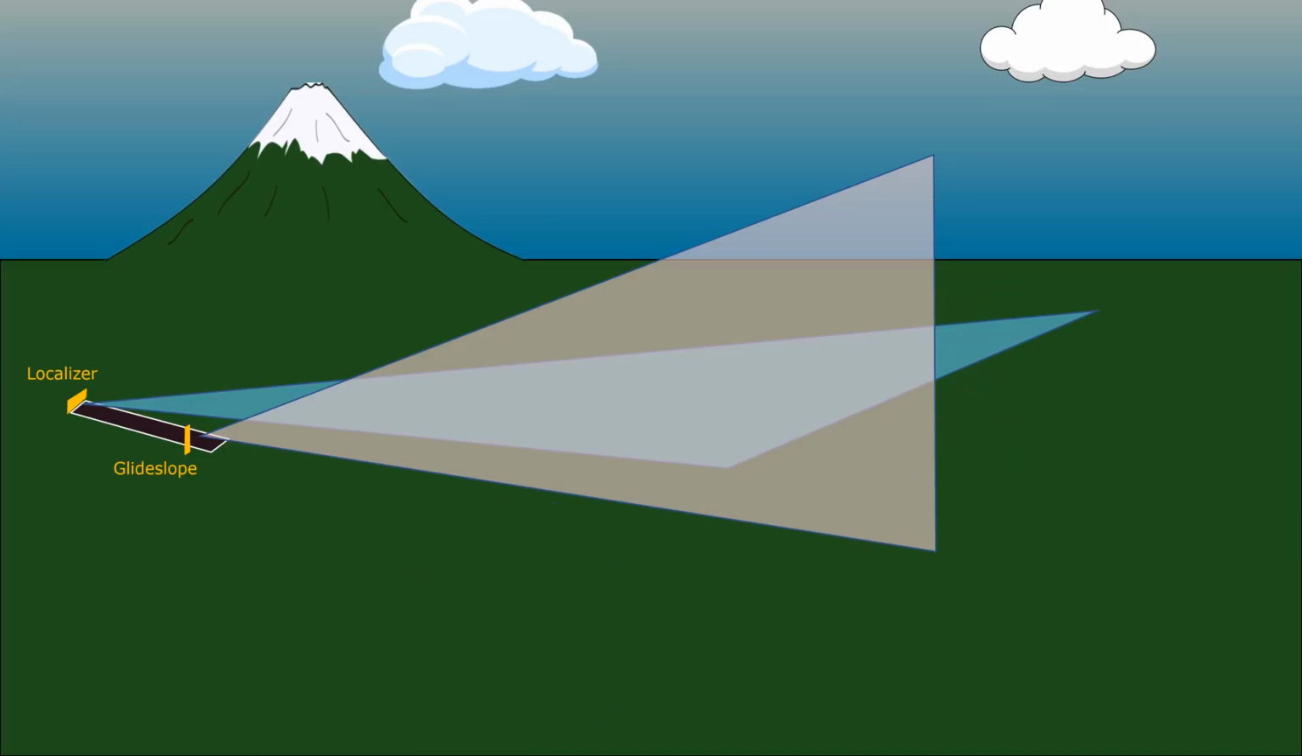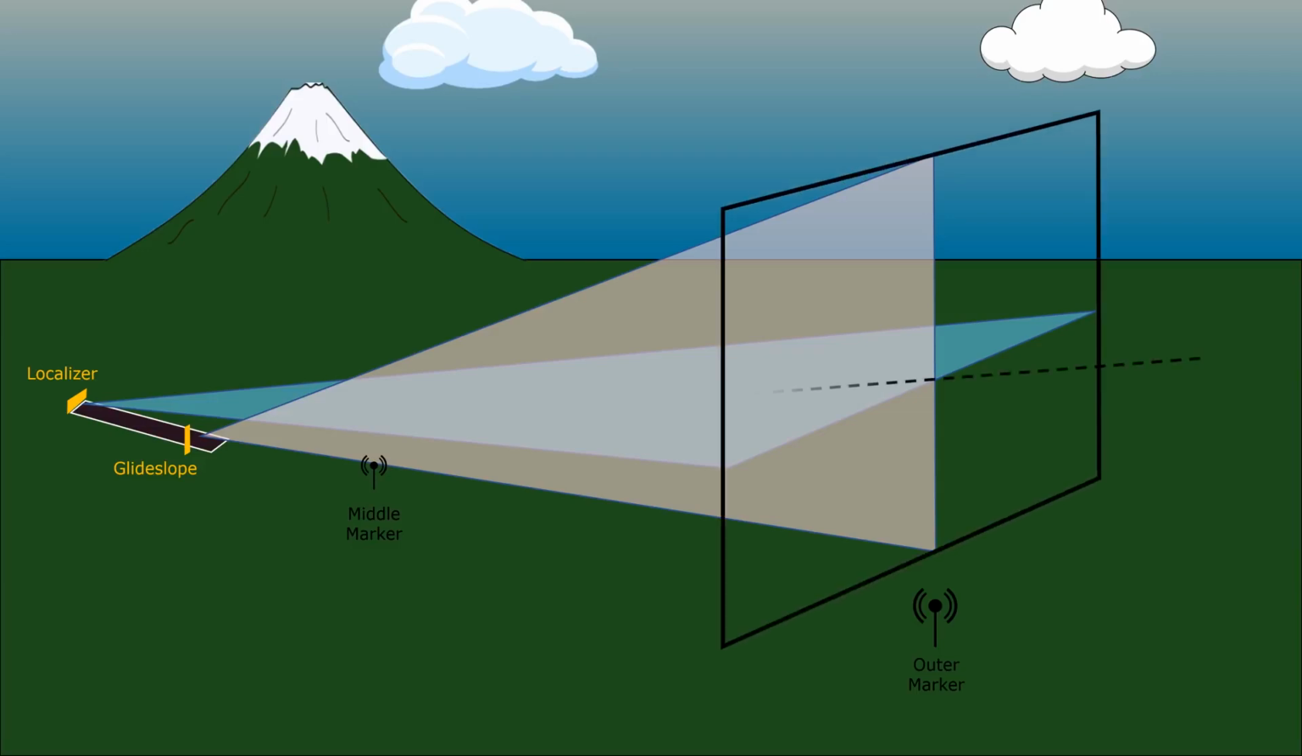We might also have one or more marker beacons indicating distance and key parts of the approach. Here we have an outer and a middle marker. As we continue inbound, the course gets smaller and so the needles get more sensitive. The middle marker is situated at the decision altitude, typically 200 feet AGL, where we'll decide to either continue the descent down to the runway, or if we don't have any visual cues, we'll start a climb out and execute a missed approach.